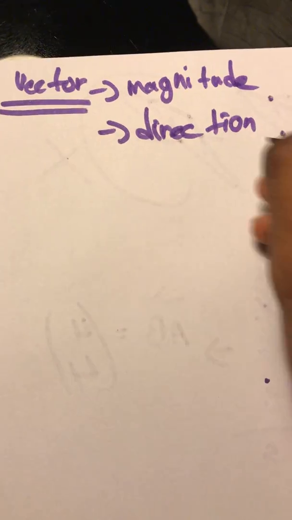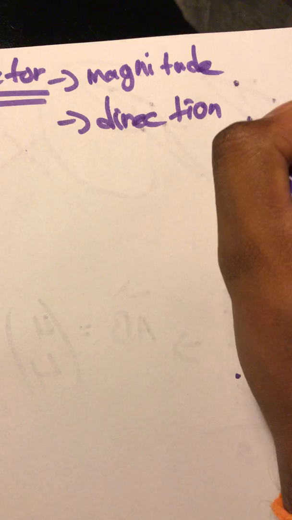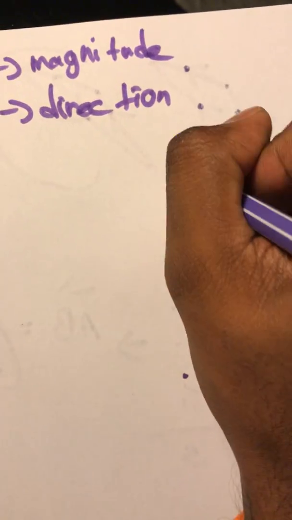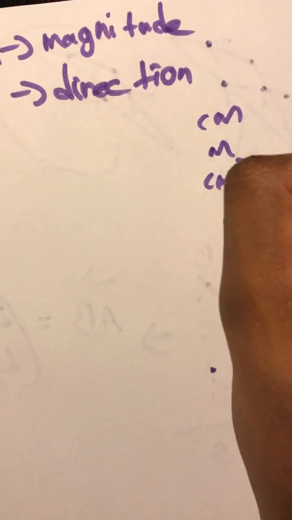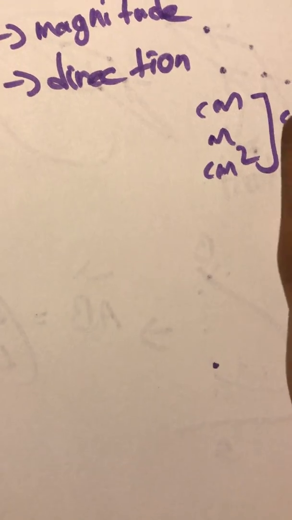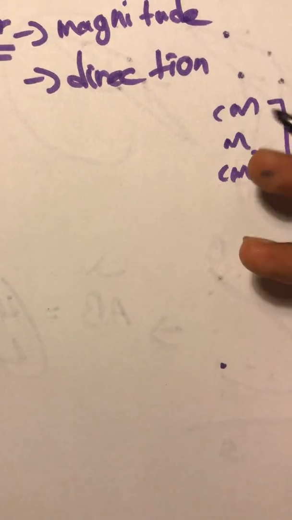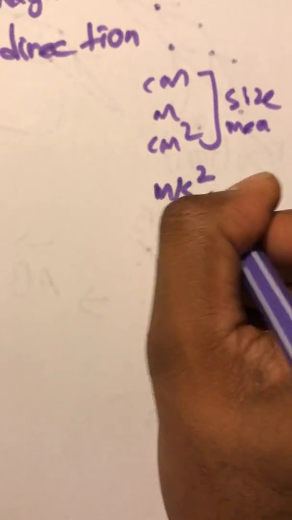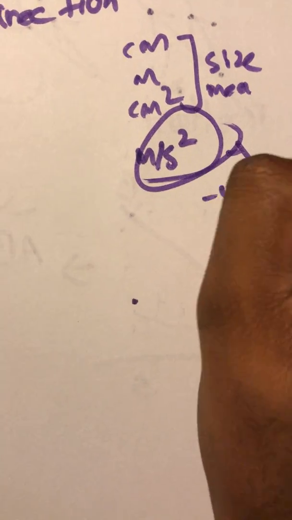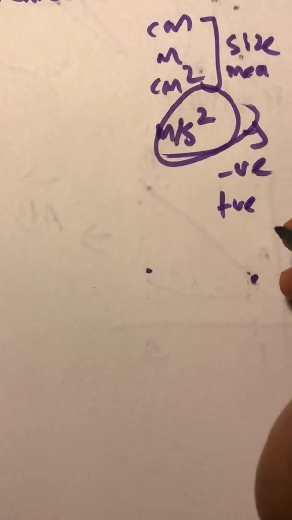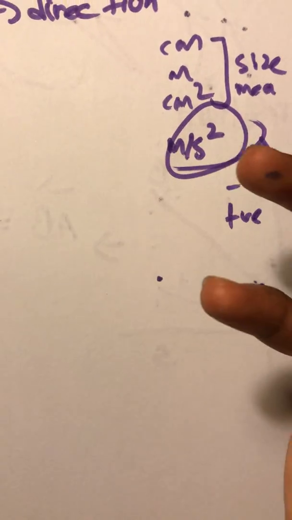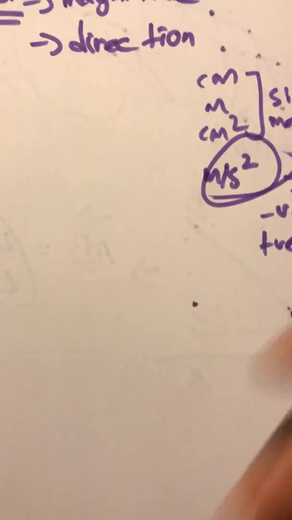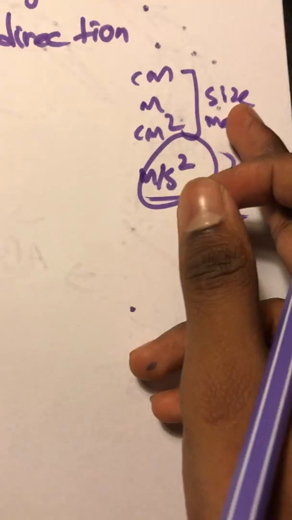The best example I can give you is, let's say we are looking at something with the unit cm, meter, or even cm square. All of this will tell you the size or the measurement of something, but it won't tell you the direction. But if we look at meter per second square, this is speed, right? If you get a negative speed, that means it's going either left or down. If you get a positive speed, it's going right or up, and the value will tell you how fast it's going. So this is the difference between a vector and a scalar quantity.